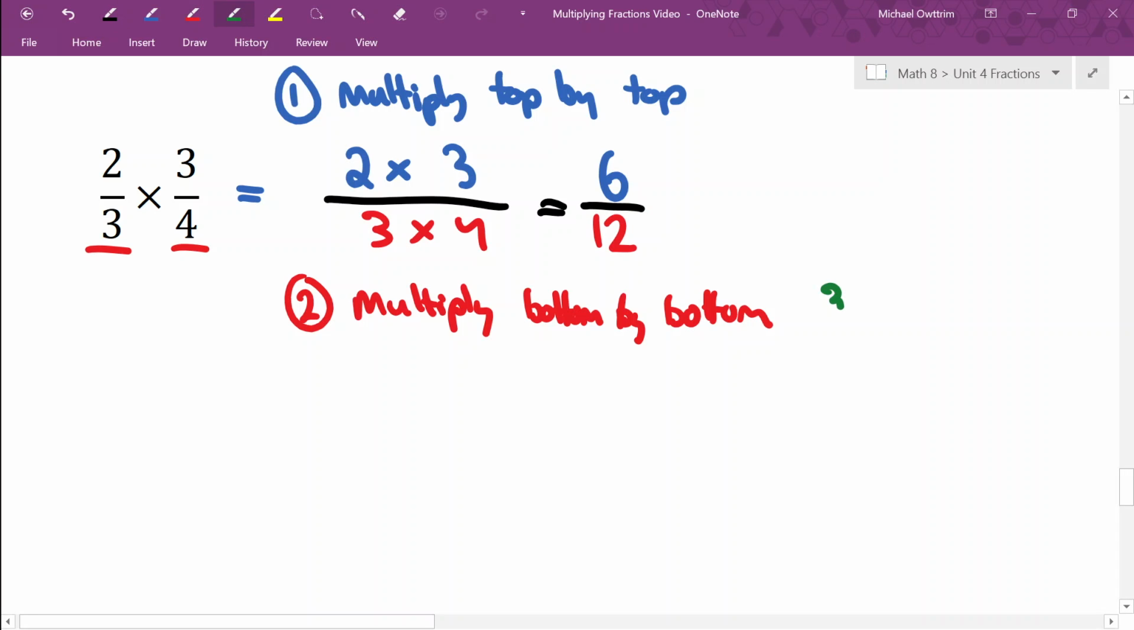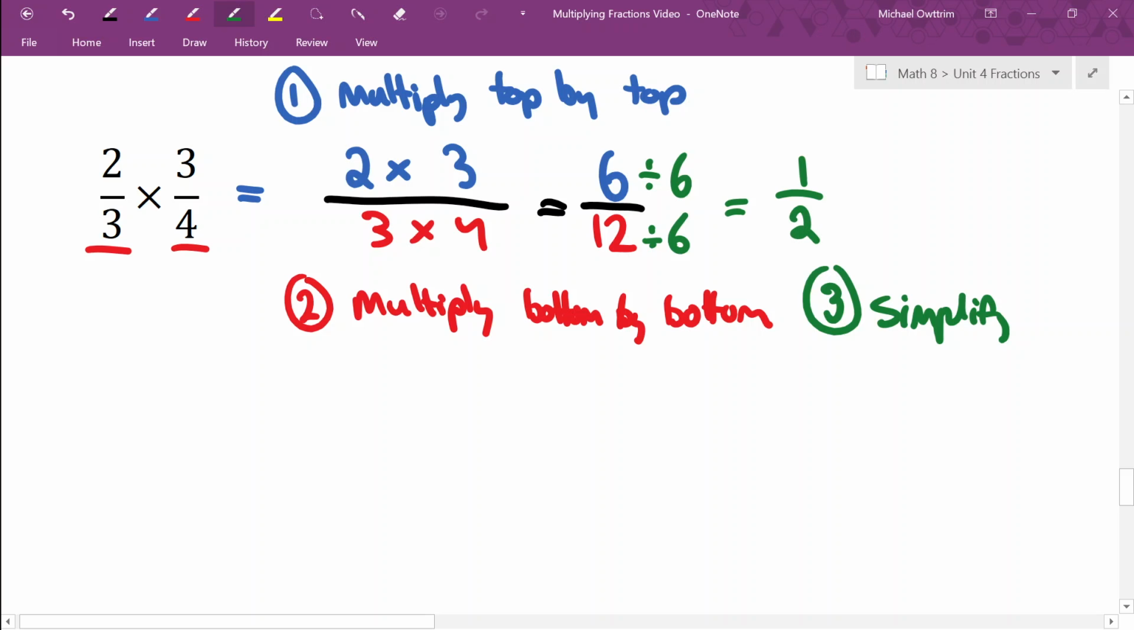And then our last step in any fractions problem is always to simplify or reduce. And so I'm going to look at my 6 out of 12, and I'm going to say, okay, both of those numbers are able to be divided by 6. 6 divided by 6 is 1, and 12 divided by 6 is 2. And so I could say my simplified answer here is 1/2, and that is my product.